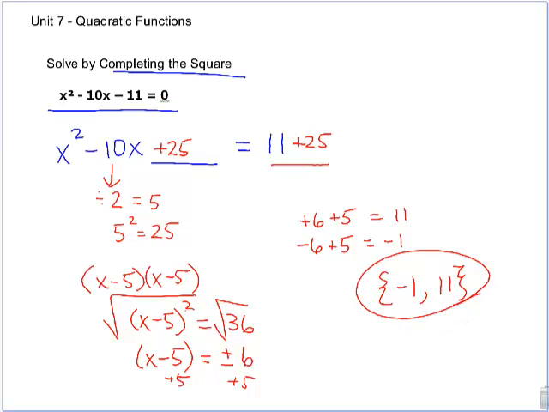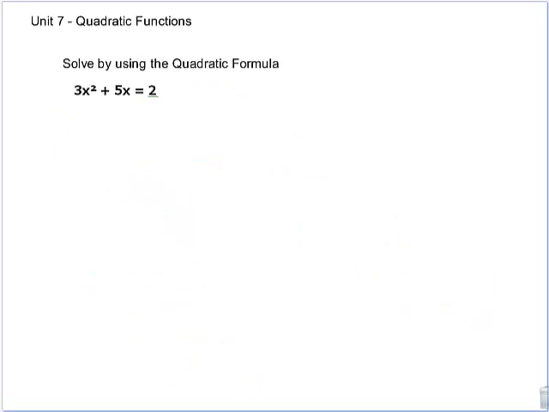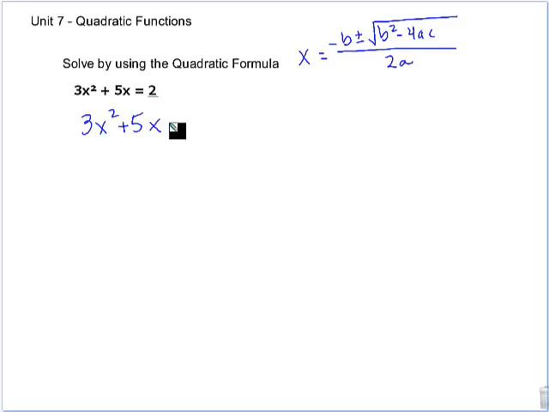The third method that we use in quadratic functions to solve is the quadratic formula. Recall the quadratic formula: x equals negative b plus or minus the square root of b squared minus 4ac, all over 2a. In order to solve using the quadratic formula, we first have to get this equal to 0, so we would subtract the 2 over. So 3x squared plus 5x minus 2 is equal to 0. Some of you may find it beneficial to write down your a, b, and c terms. So here your a is 3, your b is 5, and your c is negative 2. And you plug this into your formula.